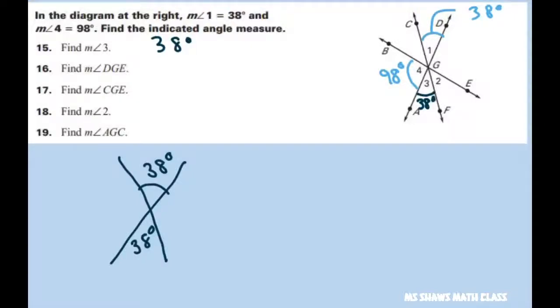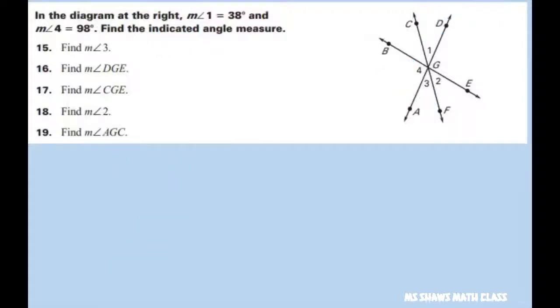All right, and then the next one, it wants us to find the measure of DGE, so this measure. Well, this also applies to the vertical angle theorem. Since the measure of angle 4 is 98 degrees, that means the measure of angle G, you see the X there? That's also going to be 98 degrees.